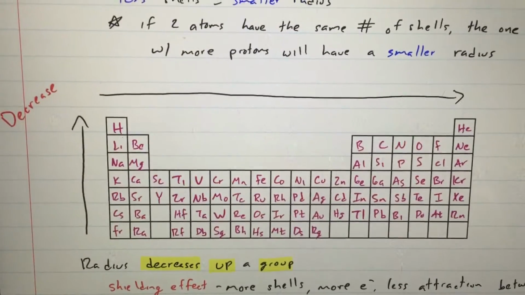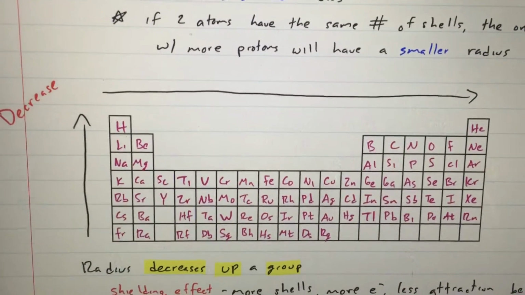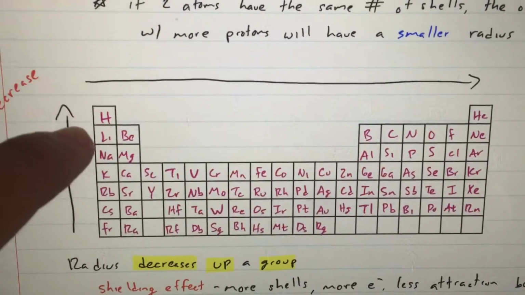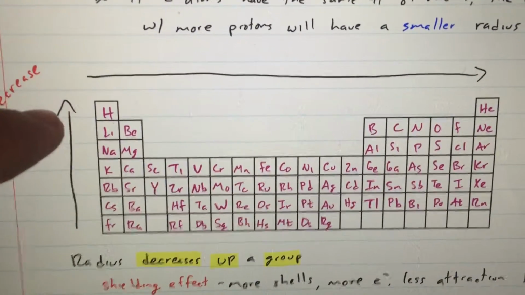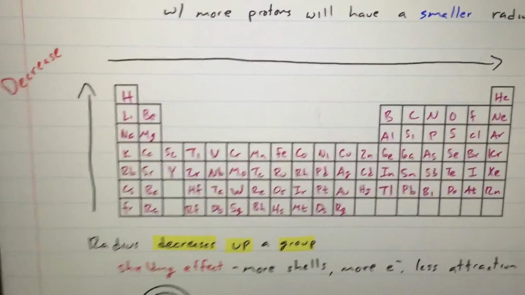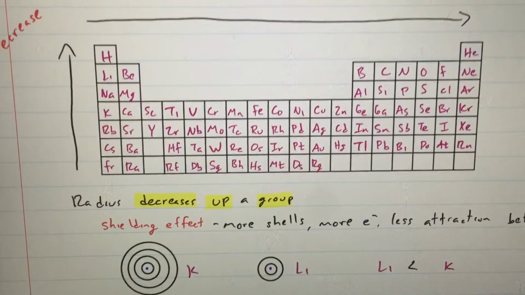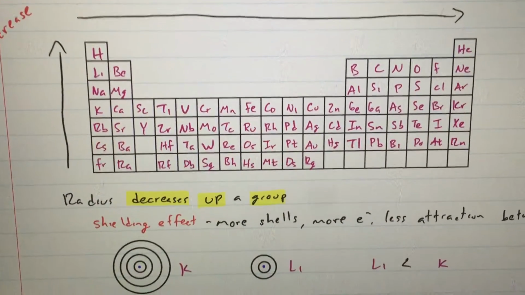This periodic table shows a decrease of size. So the higher we are on a group, the smaller it is, and the more to the right we are, the smaller it is. So let's compare lithium and potassium, right? Lithium is higher than potassium, so it is smaller.